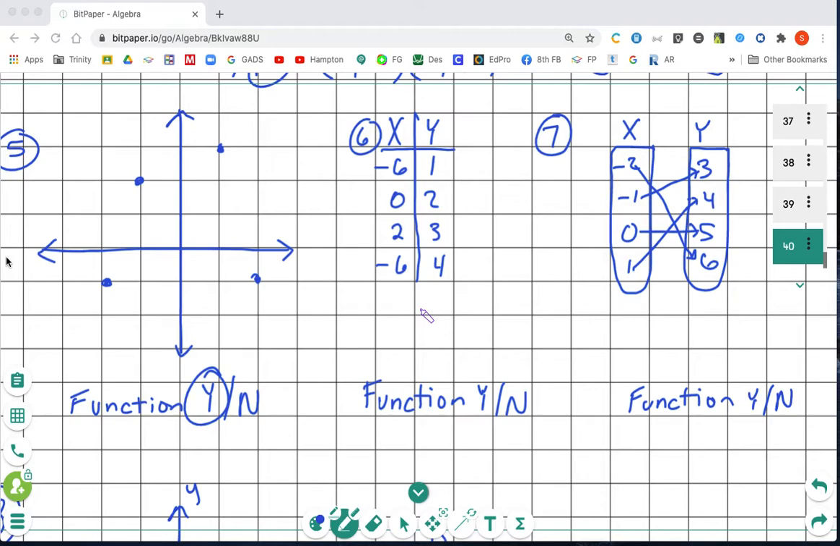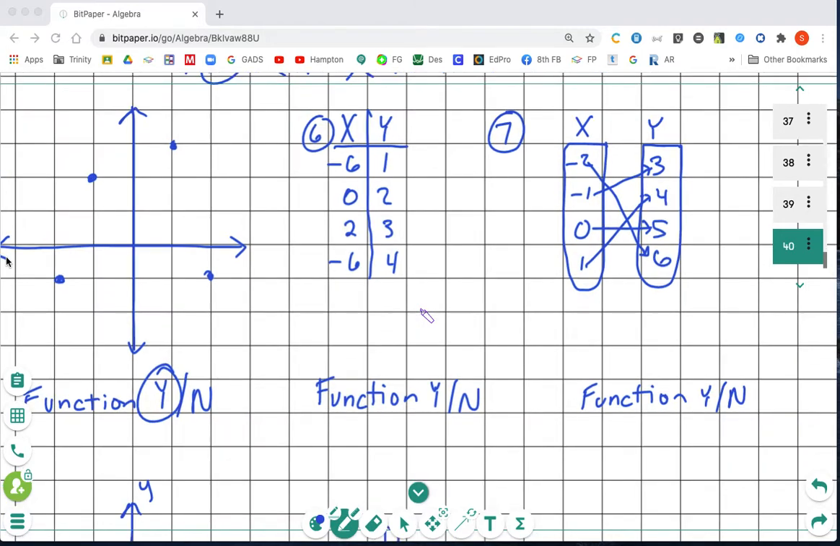The table, is it a function? What I'm going to do is look for x values that repeat. This x value repeats. So no, it is not a function. And the reason is (-6, 1) and (-6, 4). On number 7, I'm going to look for any x value that has 2 arrows coming out of it. I don't have any x value with 2 arrows, so yes, it is a function.